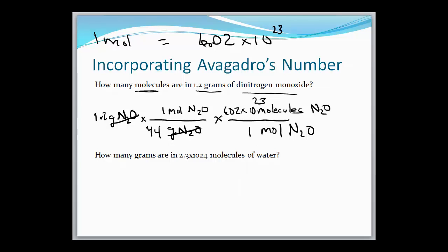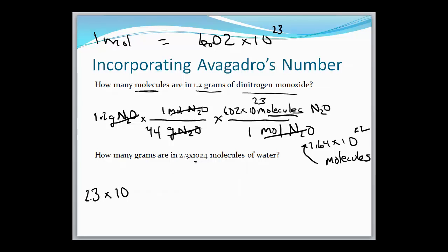So when we do the math here, we can do 1.2 divided by 44 times 6.02 times 10 to the 23rd, and we get 1.64 times 10 to the 22nd molecules of the dinitrogen monoxide. You can see moles cancel and we're left with molecules. Alright, let's go in the other direction.